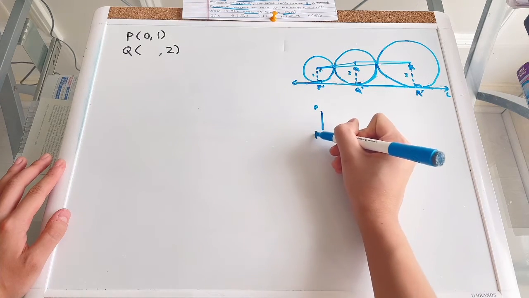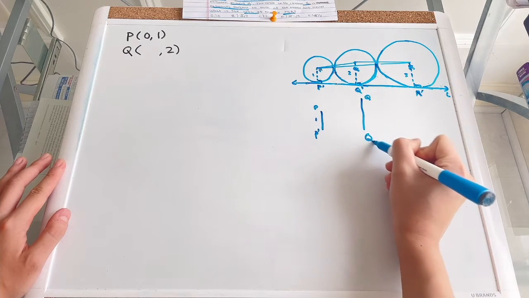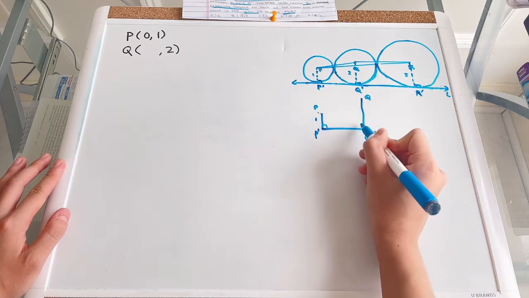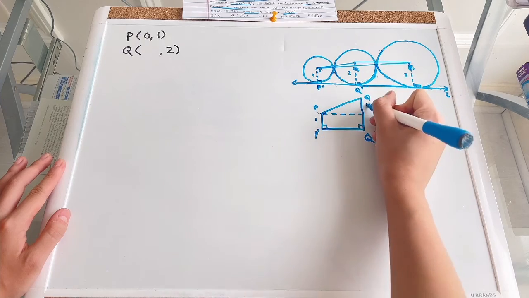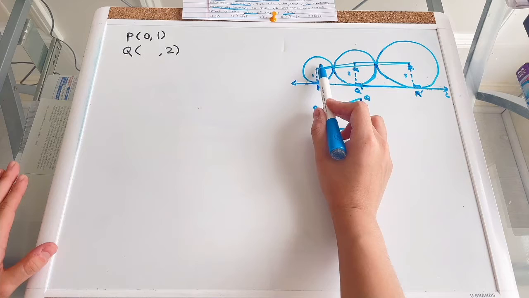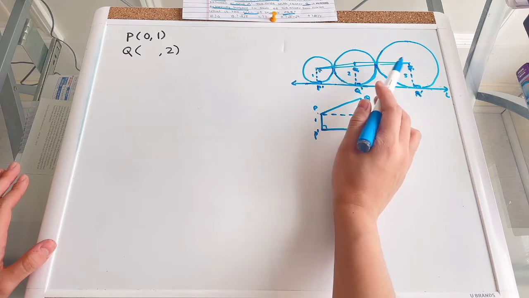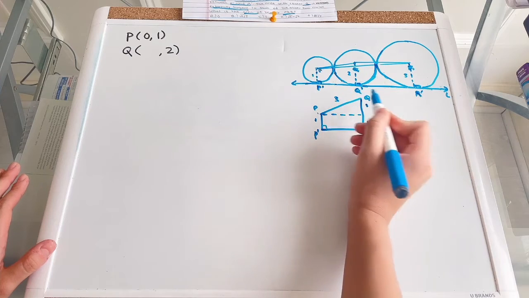If this is P, this is P', and this is 1. We know that Q to Q' is 2, and these two are perpendicular. This is 1, this is 1. Well, we can note that since the radius from here to here is 1, and from here to here, since they are tangent, that is 2, then we know that PQ is 3.